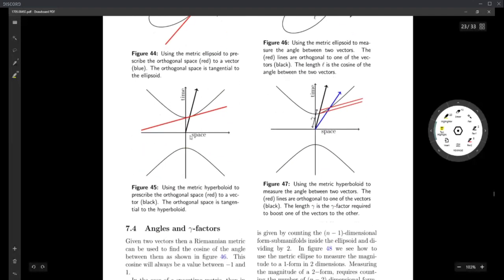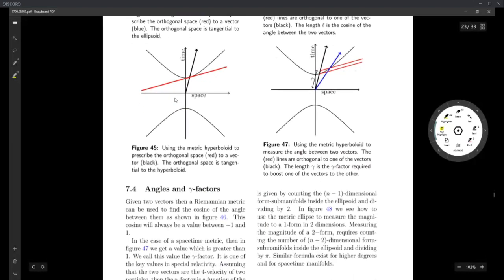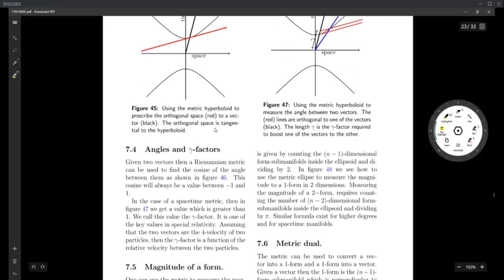And this is pretty much the same thing, but in space-time. So your hyperboloid is used to specify the metric, and if this is a vector, your metric can tell you what's perpendicular, and out of that you can form a plane.